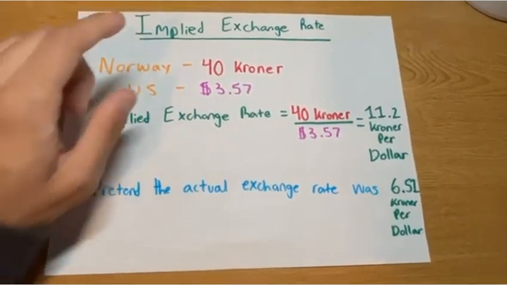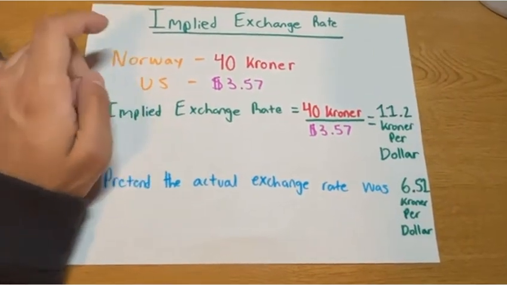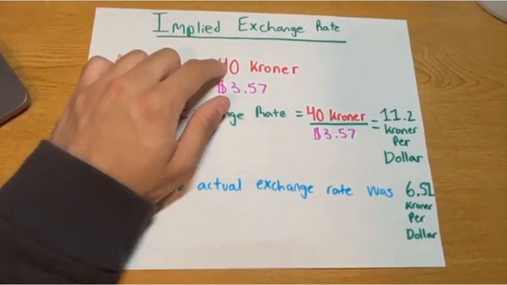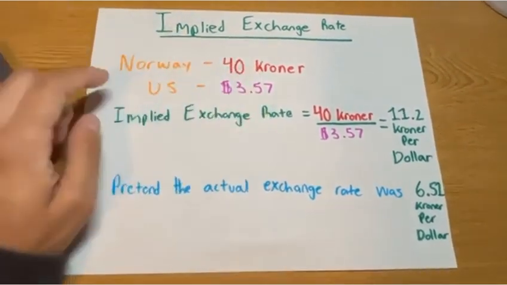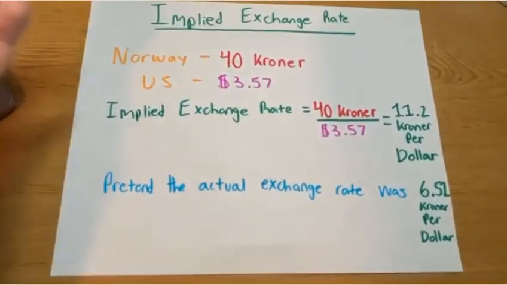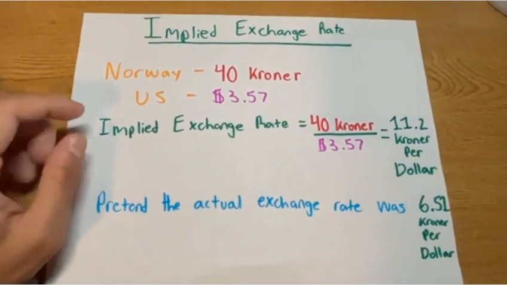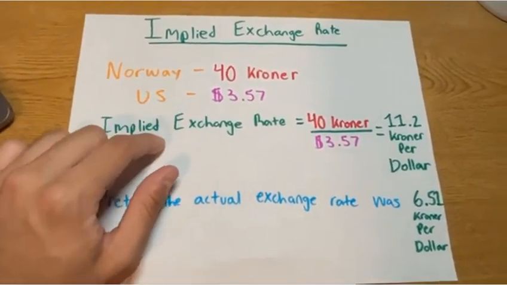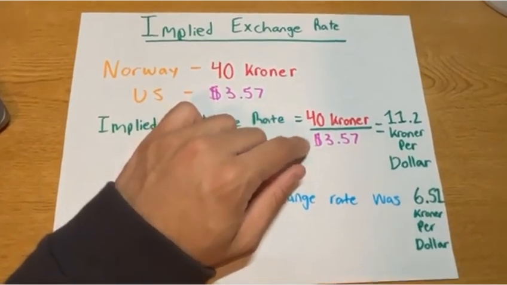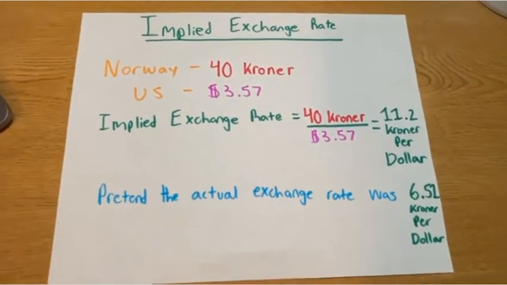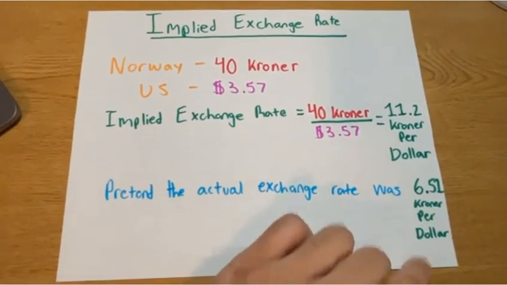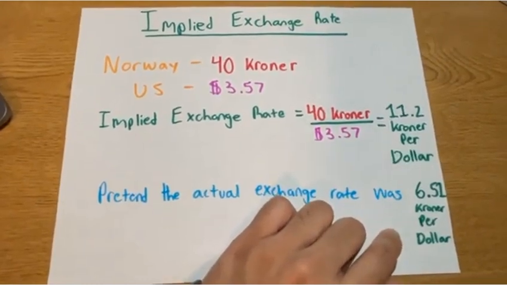Hey everyone, now I'm going to be talking about the implied exchange rate. So pretend in Norway, a Big Mac costs 40 kroner. Kroner is the currency in Norway. And in the US, a Big Mac costs $3.57, which is pretty standard for what you would see at your McDonald's now. And then the implied exchange rate for this, once we compute it, would be 40 kroner over $3.57, which is 11.2 kroner per dollar.